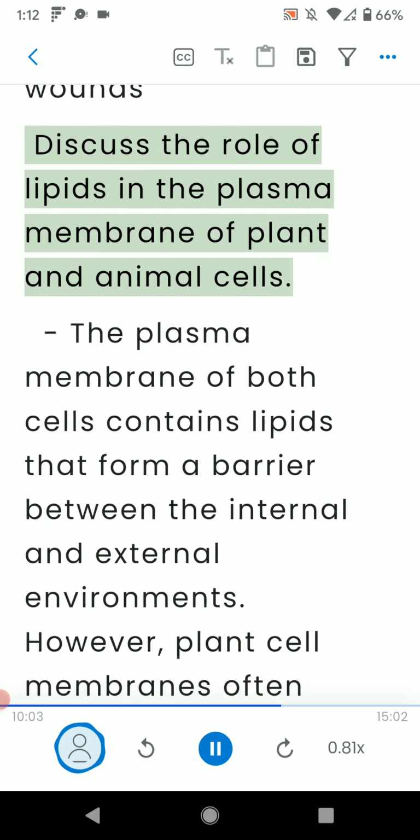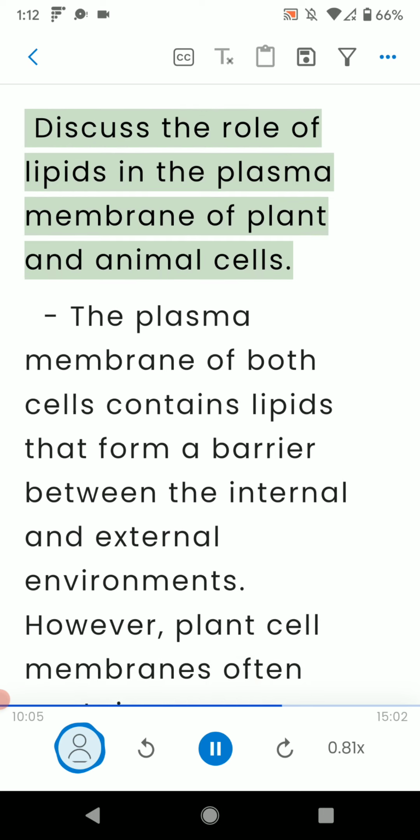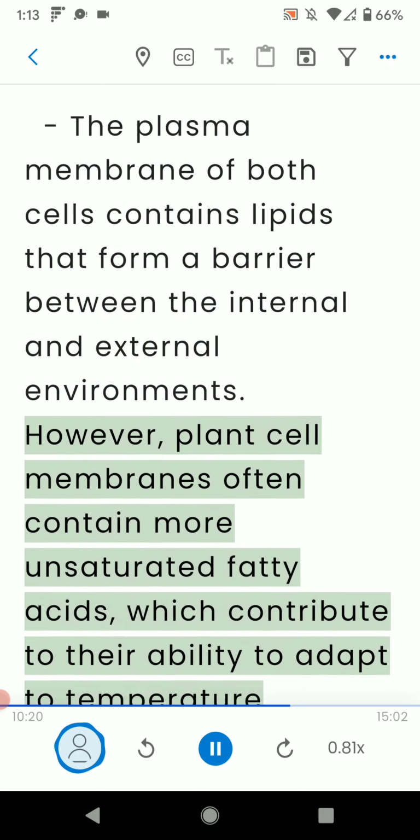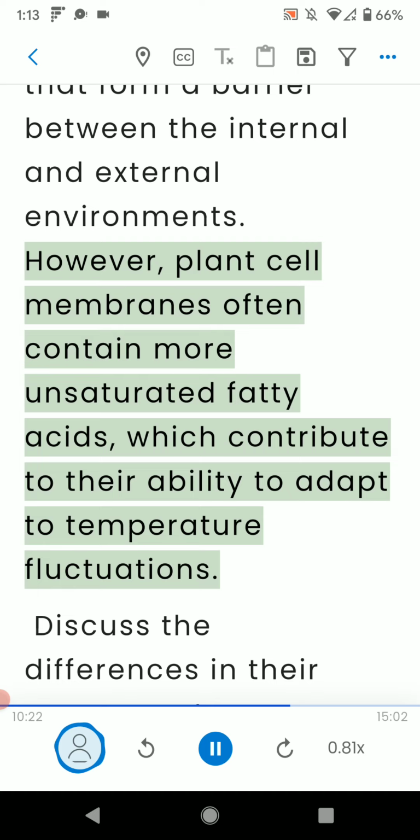Discuss the role of lipids in the plasma membrane of plant and animal cells. The plasma membrane of both cells contains lipids that form a barrier between the internal and external environments. However, plant cell membranes often contain more unsaturated fatty acids, which contribute to their ability to adapt to temperature fluctuations.